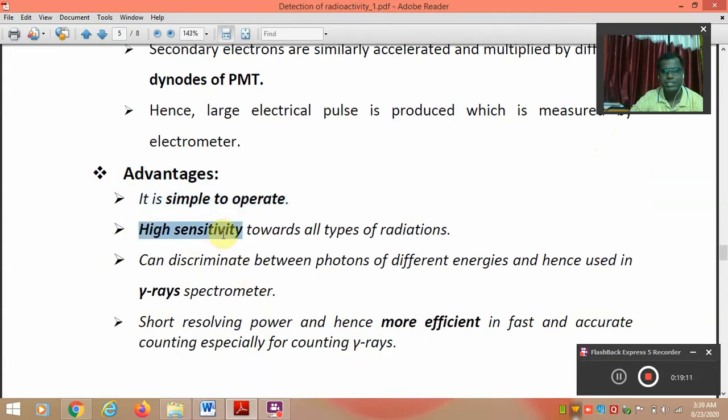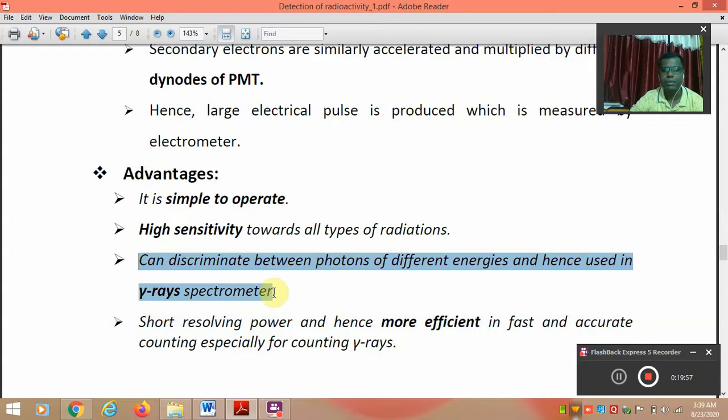Again, it has very high sensitivity towards all types of radiation, either alpha, beta, or gamma radiation. All types of radiation can be detected and measured with this type of counter. Again, it can be used to discriminate between photons of different energies, and hence gamma ray radiations can be detected with the help of this scintillation counter, and that's why it can be used in a gamma ray spectrometer. Gamma rays cannot be detected with the help of a GM counter, but they can be detected with this scintillation counter.